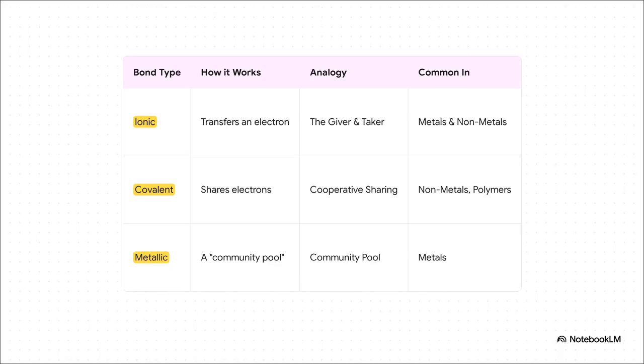Okay, this slide right here is huge. In an ionic bond, one atom literally gives an electron away to another.